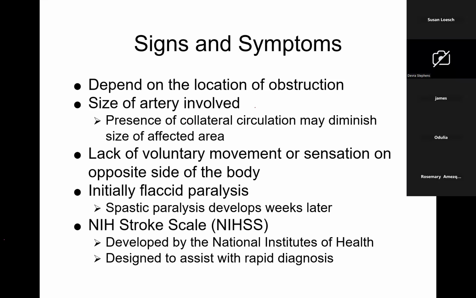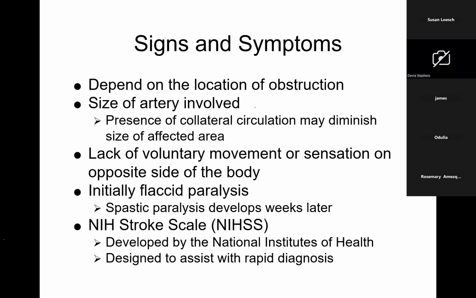Sometimes the stroke can develop slowly over a period of hours. We call this an evolving stroke. Initially, flaccid paralysis is present. Spastic paralysis develops in the weeks later. Functional deficits can increase in the first 48 hours as inflammation develops at the site, and then sometimes it will subside as the neurons around the infarction start to recover.